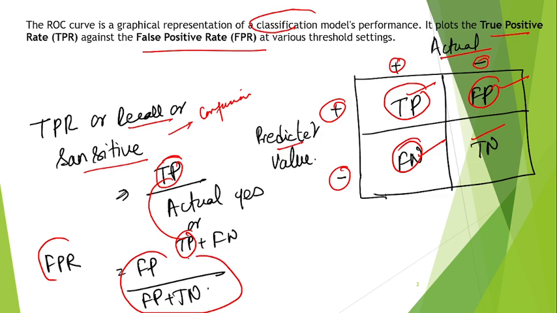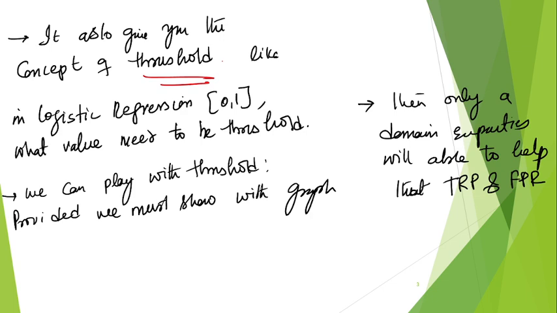This is what our ROC curve will say. The ROC curve is a graphical representation of a classification model. These are its formulas. It gives the concept of true positive rate and false positive rate, and why we are using it, I'll show you in the next slide. It also gives you the concept of threshold. What do you mean by threshold?